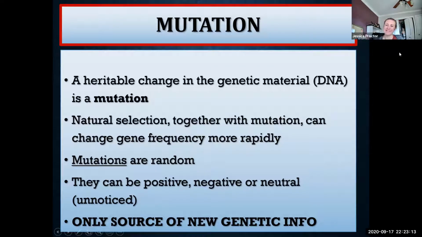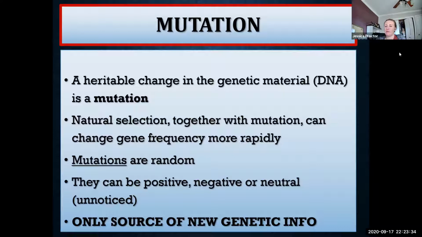Yeah? All right, so mutation. A mutation is any inheritable change in the genetic material. Remember, it's not always bad. It just means it's a random fluctuation in the gene pool. Mutations can occur during DNA replication and during protein synthesis. We'll talk about the different types of mutation.